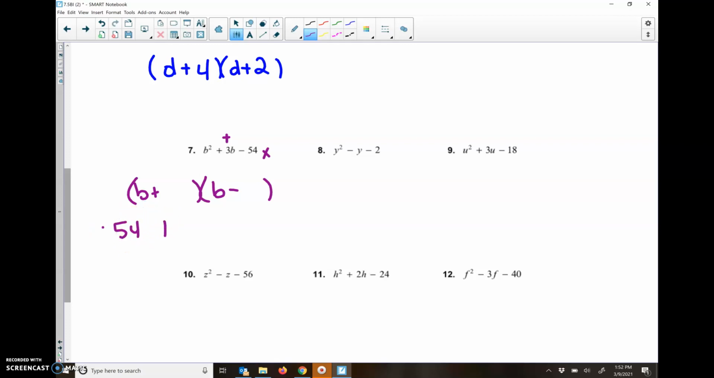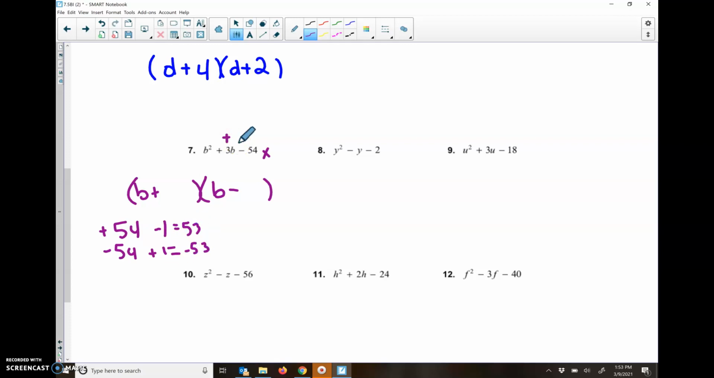Or now I got to think about signs. So positive 54 and negative 1. Negative 1 and positive 54. But neither of those give me 3. Positive 54 plus negative 1 is positive 53. Negative, I just wrote those the same. So negative 54 and positive 1. There we go. This gives me positive 53. This gives me negative 53, neither of which are 3.